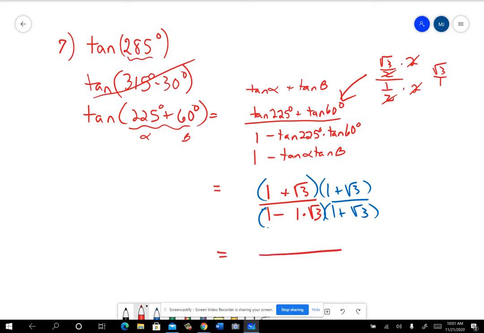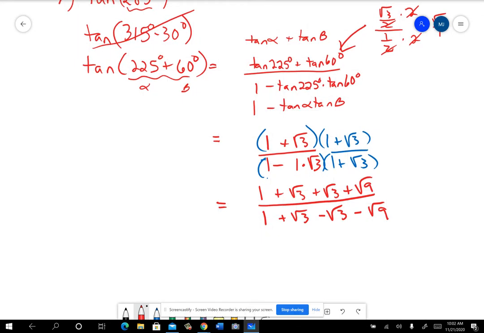Okay, so what we're going to wind up with here is 1 on the bottom, 1 plus the square root of 3 minus the square root of 3 minus the square root of 9. And on top, we'll have 1 plus the square root of 3 plus another square root of 3 plus the square root of 9. Some of you may know that the square root of 3 times the square root of 3 is just 3, but if not, this usually helps you see it. So on top, we have 1 plus 2 square root of 3, and the square root of 9 is just 3. In the bottom, we have 1 minus 3.